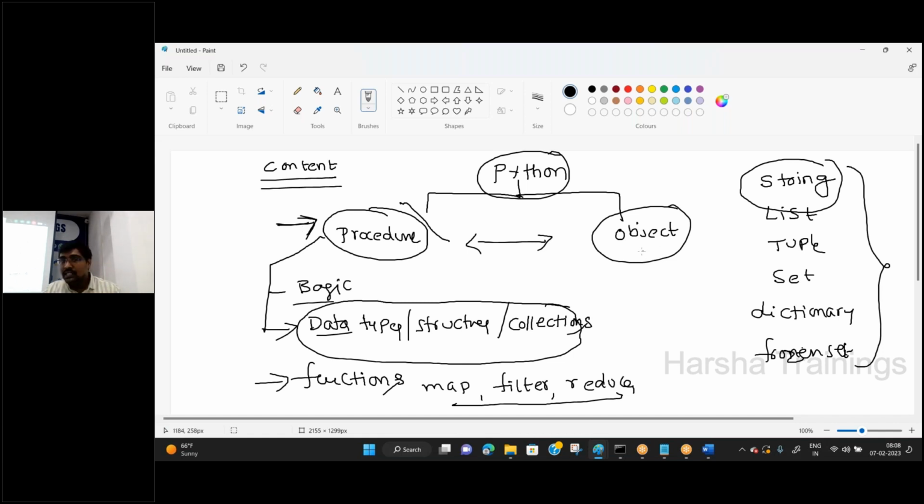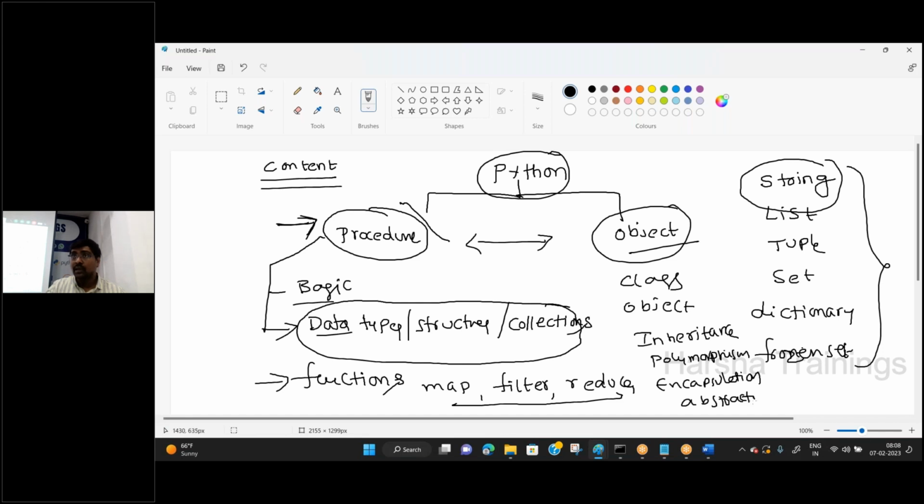Now, what is meant by object-oriented? Everything is treated in terms of objects. What are the things? Class, object, inheritance, polymorphism, encapsulation, and abstraction. You know this one. So these are the basic principles of object-oriented programming.